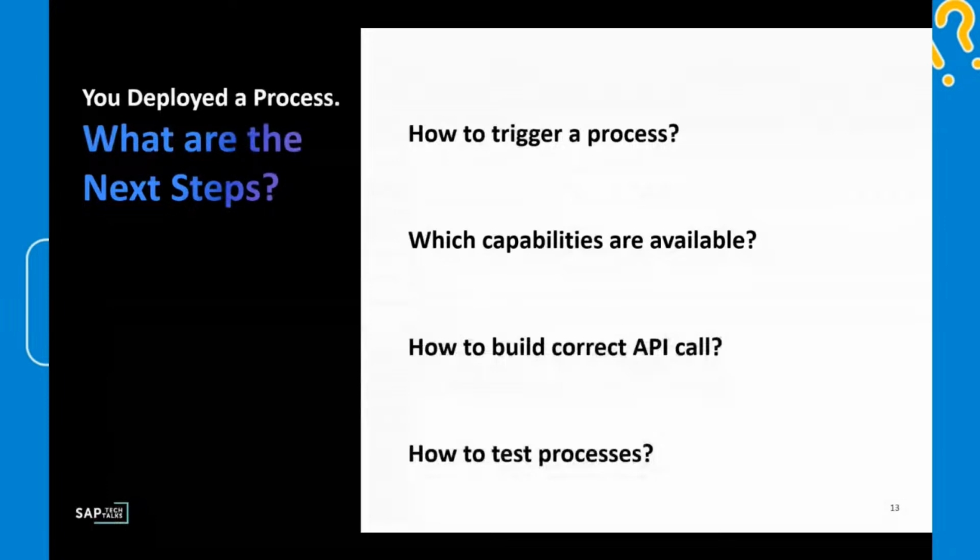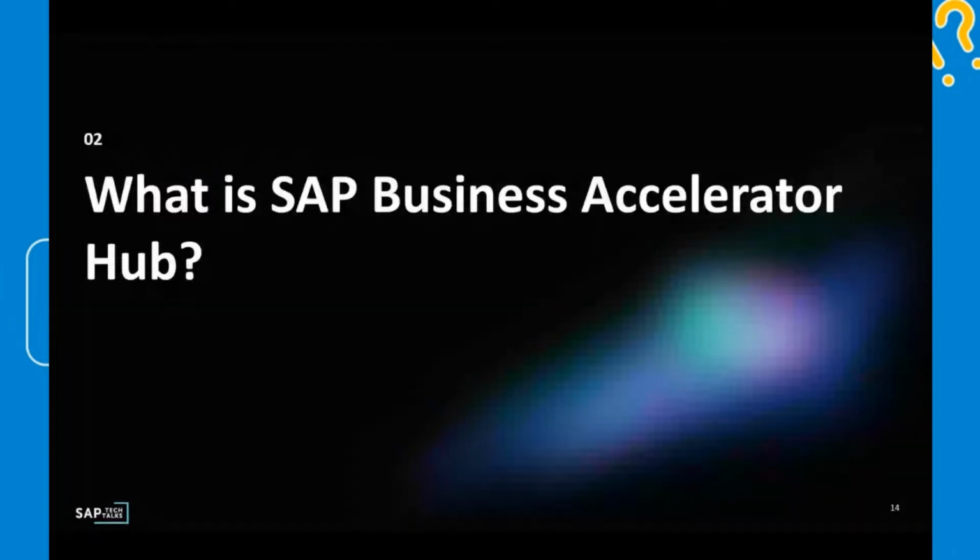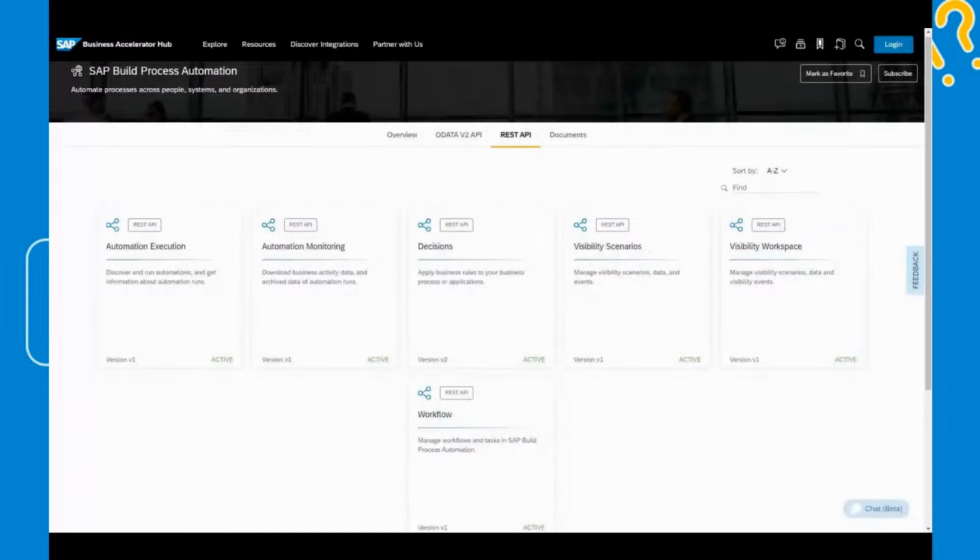And here I would like to pay your attention to the SAP API Accelerator Hub. This resource provides lots of materials for SAP products. But today I want to make an overview of the API package for SAP Build Process Automation. There are 6 packages inside this space. These are packages for automations, for API for automations, for decisions, for business rules, for visibility reports, and for workflow. Let's open the workflow package.